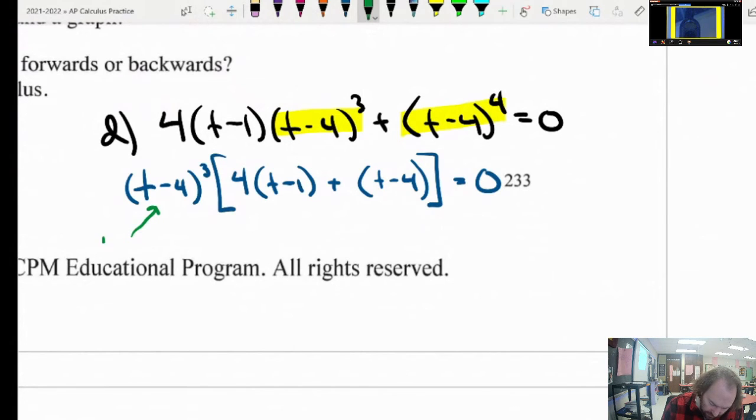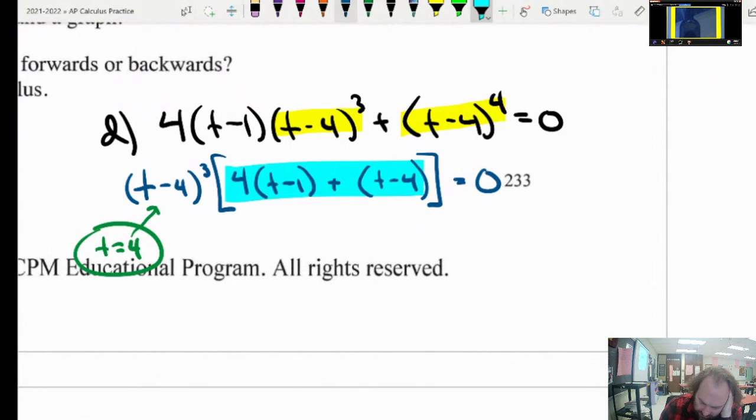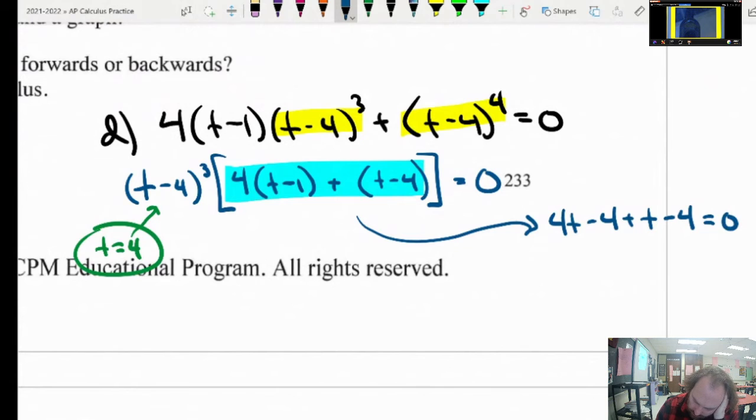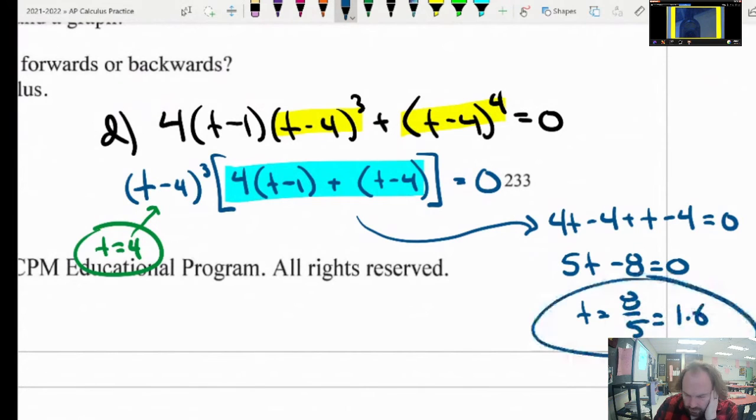This one happens if t equals 4. It's got multiplicity 3, but that doesn't matter so much. The only real challenging part would be to solve this other factor, and that's not really challenging. You just pull it off to the side and do a little algebra problem. 4t - 4 + t - 4 = 0. So this ends up being 5t - 8 = 0, and so t is equal to 8/5, or 1.6. Those are the two places where it's going to turn around and change direction.